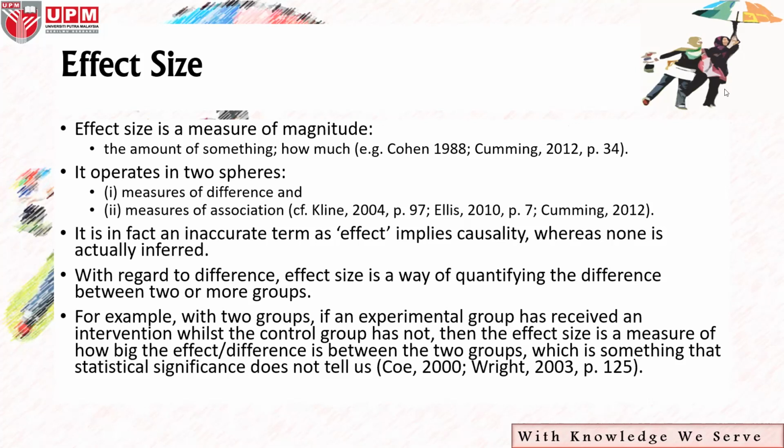For example, with two groups, if an experimental group has received an intervention whilst the control group has not, then the effect size is a measure of how big the effect or difference is between the two groups, which is something that statistical significance does not tell us. Statistical significance refers to the alpha value, the significant P value we compare against alpha. If the significant value is lesser than alpha 0.05, therefore the difference is significant. If the significant value is larger than alpha, therefore the difference is not significant. Faham that one?